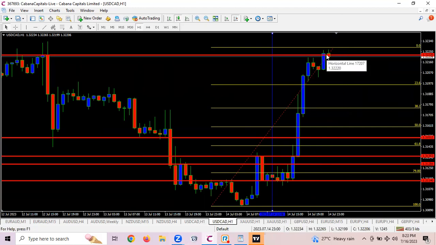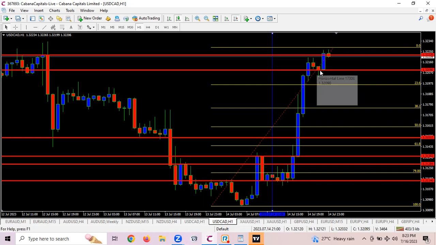So you could sell if a 4 hour closes below this support. You could sell USD CAD to this level. Long term is bullish, okay, but we should see price pull back to this zone.